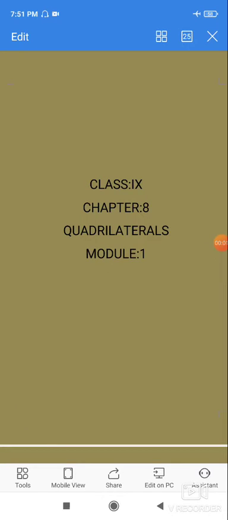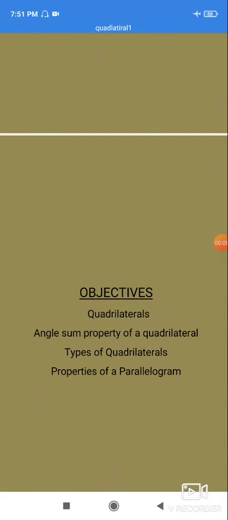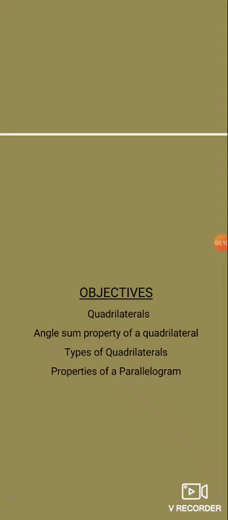Class 9, Chapter 8, Quadrilaterals, Module 1. Objectives. In this module, you will learn about quadrilaterals, angles and property of a quadrilateral, types of quadrilaterals, and properties of a parallelogram.